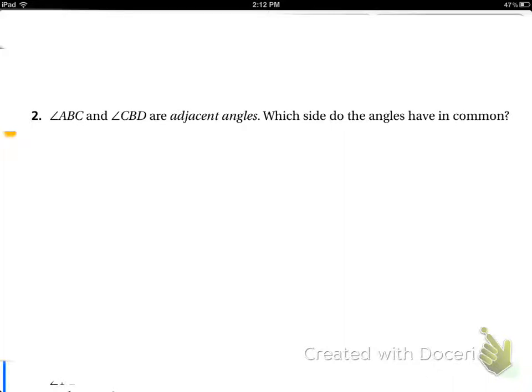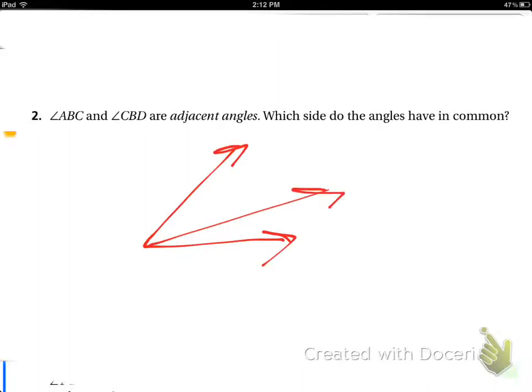Okay, we're going to look at number 2 on page 31. Angle ABC and angle CBD are adjacent angles. Which side do the angles have in common? So we should first sketch a pair of adjacent angles, and we should notice what are the two angles that they're naming, and they both have the center letter B, meaning the vertex should be B.